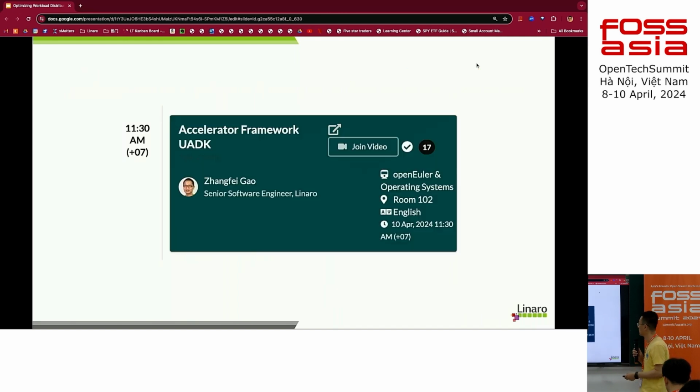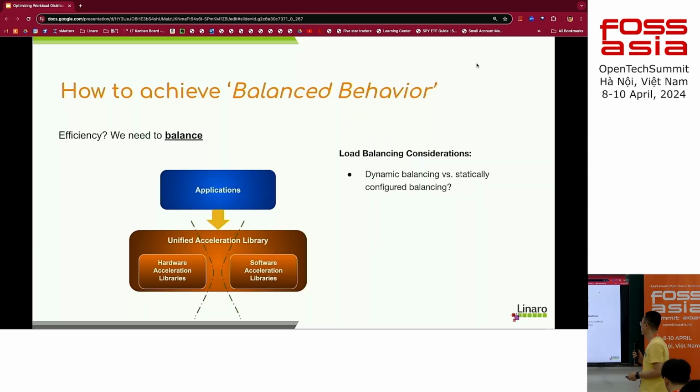Okay, there will be another session today in this room from my colleague. If you want to learn more details about UADK and the underlying technology, you can come to join his session.